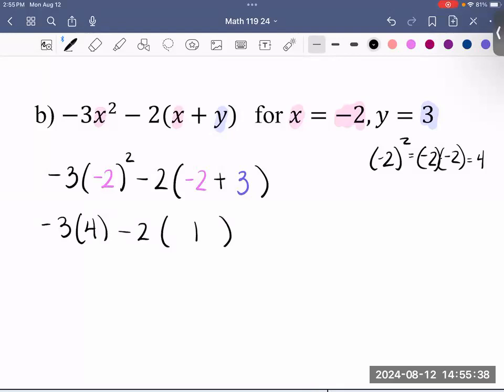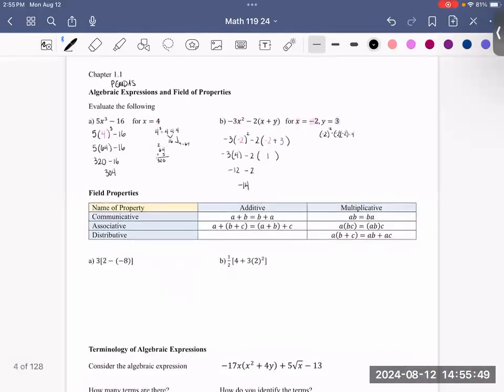Then we can go ahead and do multiplication. 2 times 1 is just 2. And then go ahead and subtract. Okay. So just very slowly introducing evaluating. We're going to get to a higher degree of difficulty later on in this semester, just to get us warmed up for our calculus classes coming up.